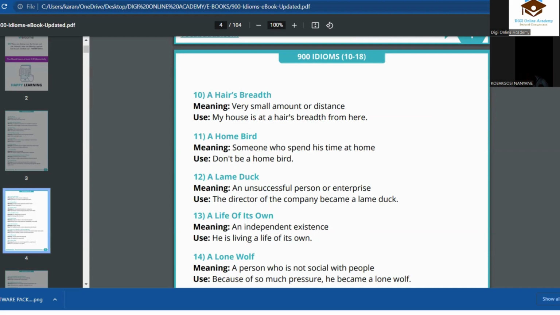Fine. So 10 idioms. You note it down and your 10 idioms for the day are done. Yes, I've written them down. Have you written this? Yes, I've written this one, a hair's breadth. Okay. Great.